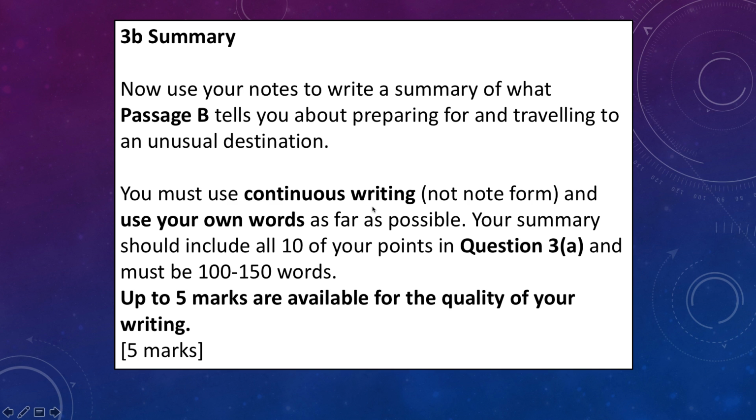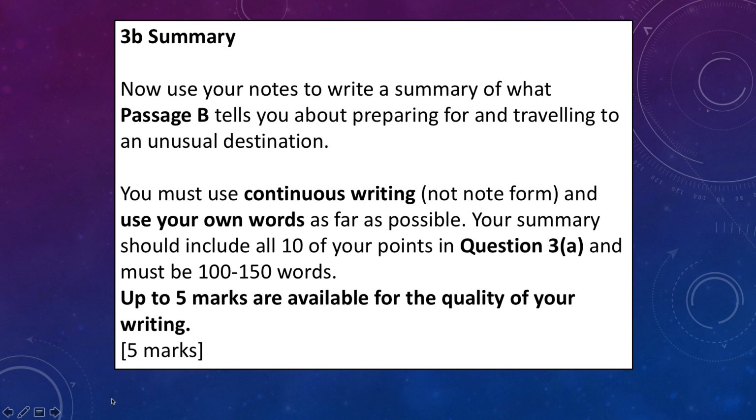That means full sentences. In 3A, you can make short, sharp notes, but in 3B, you have to write long sentences and use your own words as far as possible. Your summary should include all 10 of your points in question 3A and must be 100 to 150 words. That's about 2 good-sized paragraphs. Up to 5 marks are available for the quality of your writing, spelling, punctuation and grammar.